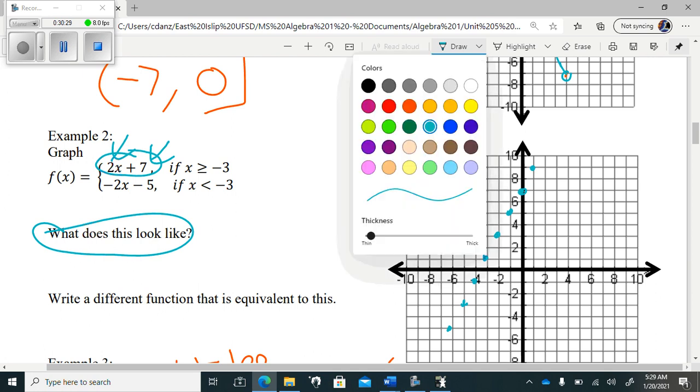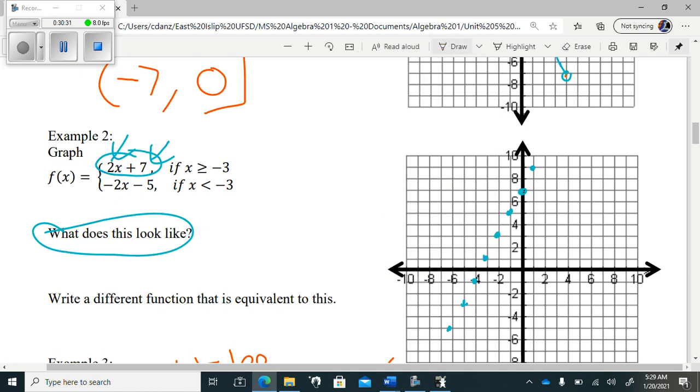I do like picking another color and darkening in the points where it exists. It exists for all x's greater than or equal to -3. So here's where x is -3. It equals it, and the x is greater than it, go this way. So I am going to put an arrow on this one, erase these other points that I plotted. There's one piece. Now let's do the other piece.